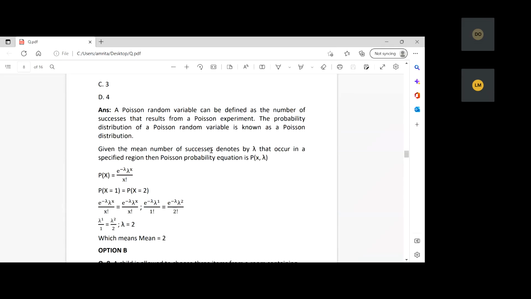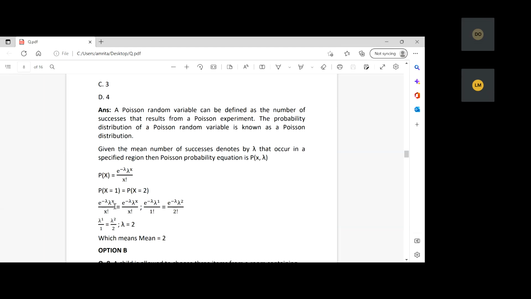Given the mean number of successes denoted by lambda, or you can use any other symbol, since in different textbooks there are different representations, that occur in a specified region, the Poisson probability equation is P of x comma lambda, or we'll also write this as P of x given lambda, where lambda is the mean. In this question, it's asking us to find the value of lambda, which is the mean. The probability is P of x equal to e raised to minus lambda into lambda raised to x by x factorial, where x is the value. It's already given in the question whether x is 1 or x is 2. So we need to find the value of lambda here, which is the mean.